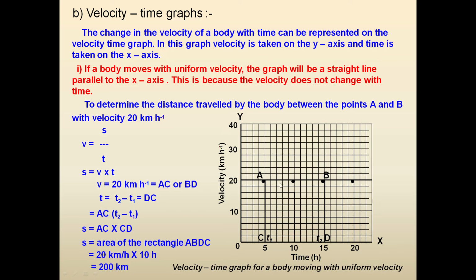From this graph we can calculate the distance traveled by the body. Now let us calculate the distance traveled by the body between 2 points A and B. So here we have point A and here we have point B. We are to calculate the distance traveled between these 2 points. Here we have a rule that you are to remember: the distance traveled is equal to the area under the graph.